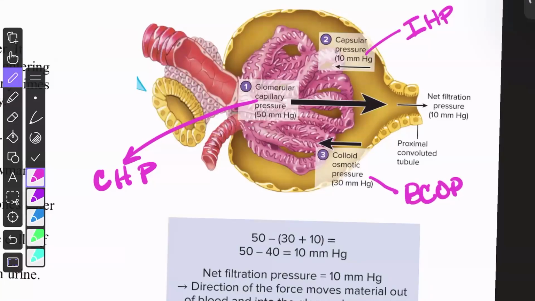What am I missing? Aren't there supposed to be four numbers here? Well, net filtration is how I calculate. Interstitial colloid osmotic pressure, the osmotic pressure of the solution surrounding, is not here because it's not relevant. In the Bowman's capsule, in the renal corpuscle, interstitial colloid osmotic pressure is usually equal to 0.